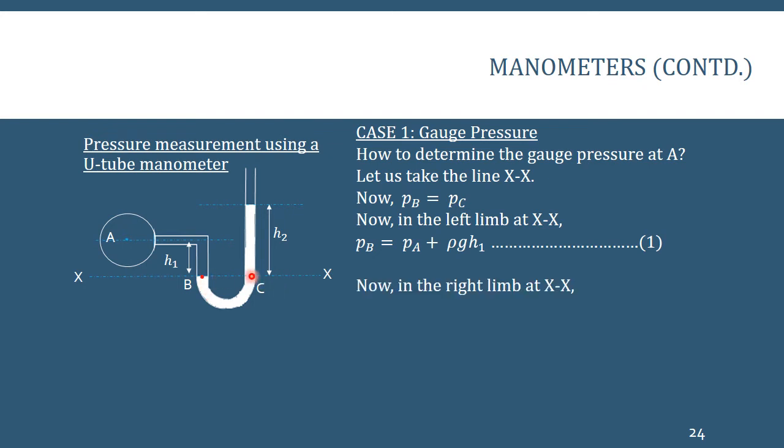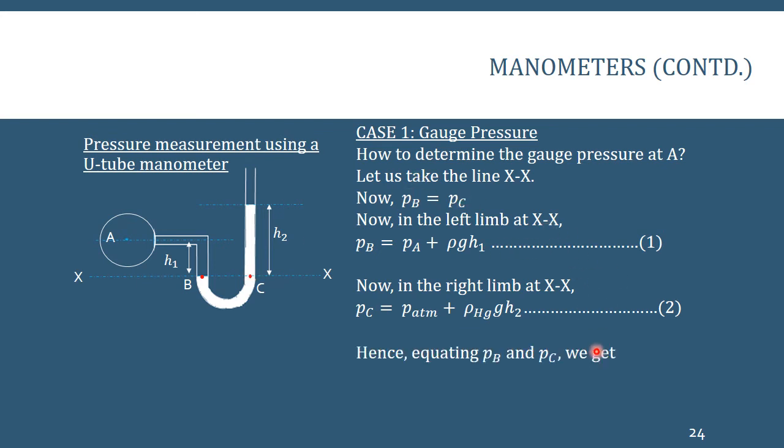Now in the right limb at the same level, the pressure at C can be taken to be P atmosphere plus rho mercury into G into H2. Okay, PC is given by P atmosphere plus rho Hg into G into H2, because that is the column of mercury above point C. Now I know that PB is equal to PC, so I can equate these pressures. So equating PB and PC, I will get PA plus rho G H1 is equal to P atmosphere plus rho Hg into G into H2.